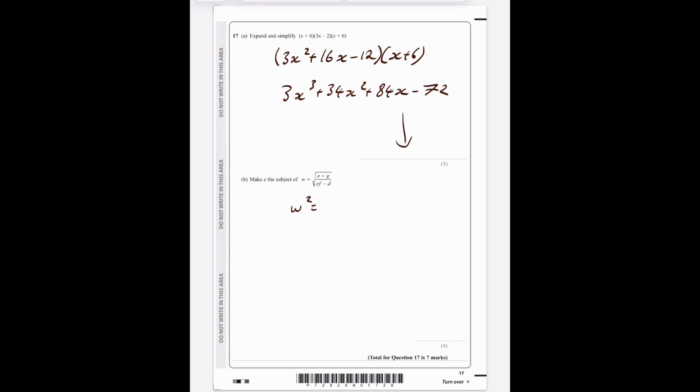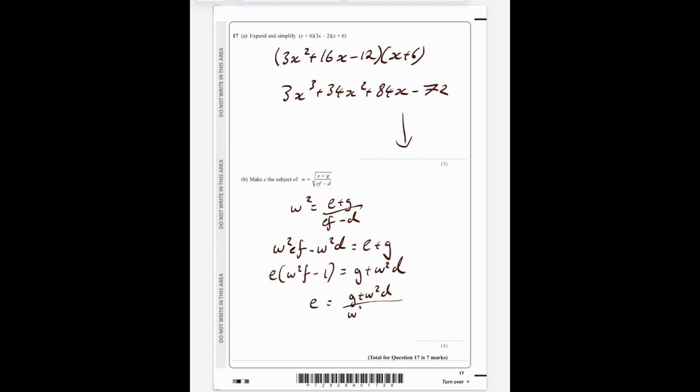For part B, I'm going to make e the subject, so get rid of the square root by squaring both sides. I'm going to multiply by ef minus d and expand in one go there, leaving me with e plus g on the right. I'm then going to bring the e's onto the left and factorize, and the non-e's onto the right. So the e's on the left and then factorize there, and then the w squared d onto the right along with the g. And then lastly, divide by the w squared f minus 1, bring that to the denominator, and we have an expression for e. E is now the subject.